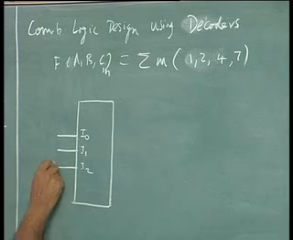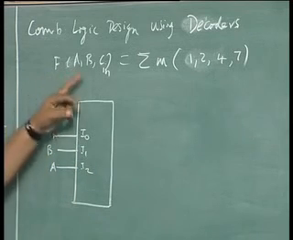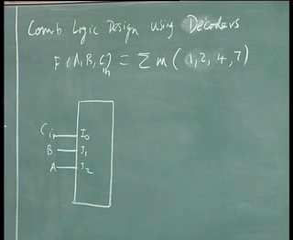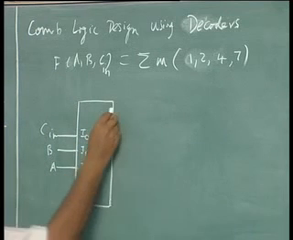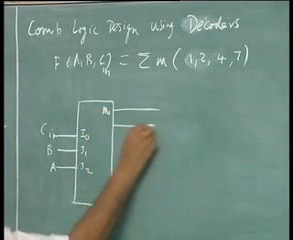Here this will be A, this will be B, this will be C, in that order I am writing, so the same order should be mapped. And output will be M minterms. I will call this I0, I will call this M0, which is same as I0.